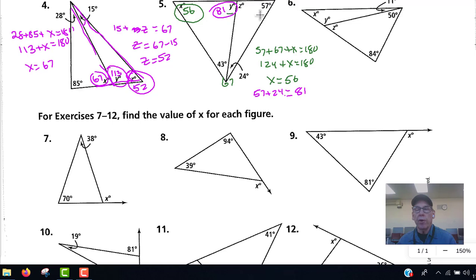And then a linear pair, or else these all need to add up to 180, is a way of finding angle z. If I do 180 take away 81, I get 99. So 99 is going to be the measure of z. And we found all of those.